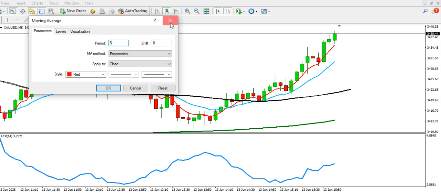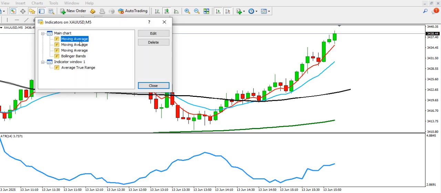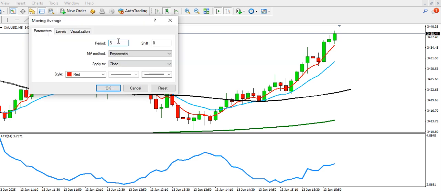The next indicator is also a moving average. It's a 13 period exponential moving average. Color is sky blue. The first one is a 5 period exponential moving average.